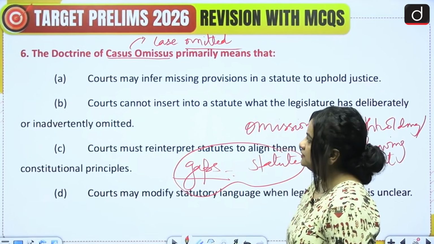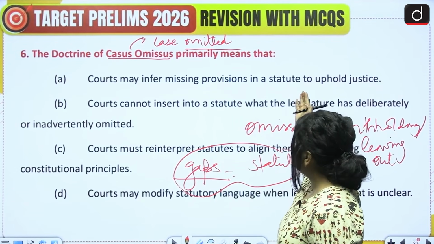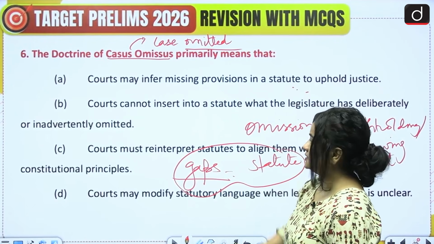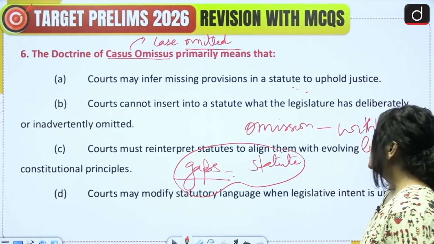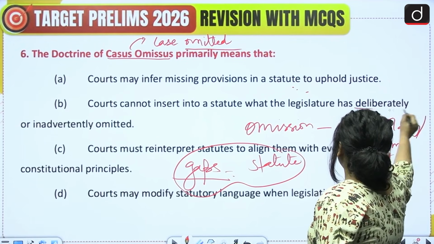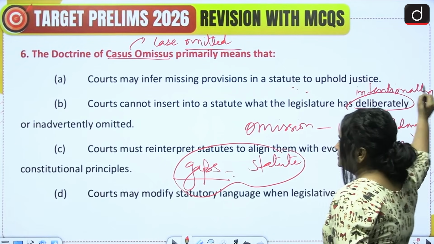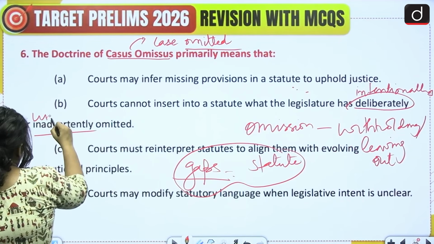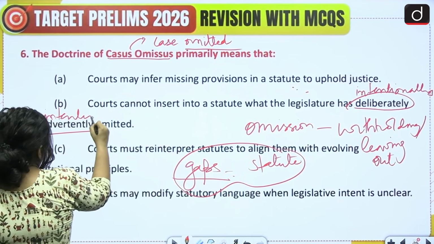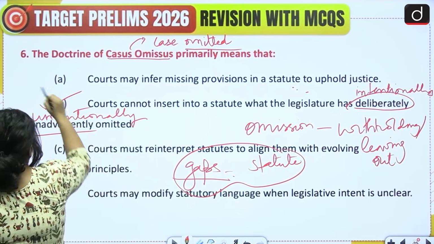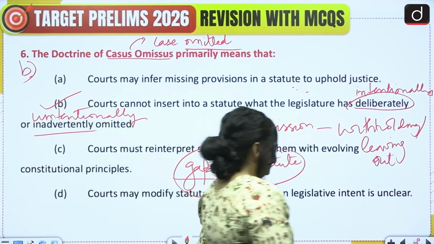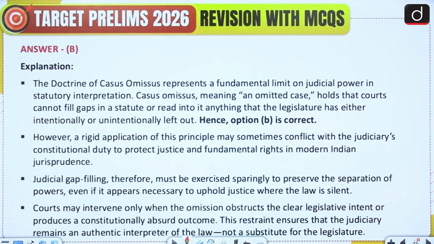Casus omissus. So, courts may infer missing provisions in a statute. This is the exact opposite. Option B says courts cannot insert into a statute what the legislature has either deliberately, means intentionally, or inadvertently, means unintentionally, left out or omitted. So option B here again is the correct answer. This is the explanation in detail and you might want to take a look at it. Please pause the video to do so.